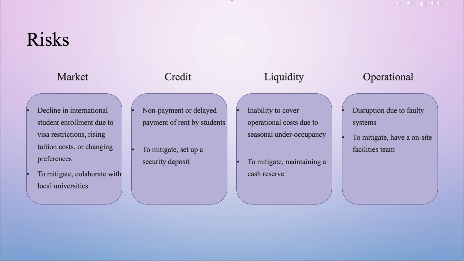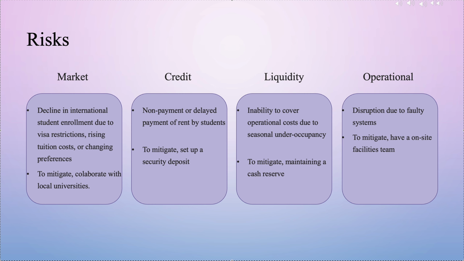Liquidity risk. This concerns our ability to cover operational costs. A major liquidity risk is an inability to cover operational costs due to seasonal under-occupancy, particularly during long breaks. Our mitigation involves maintaining a healthy cash reserve, exploring short-term rental opportunities, and offering a competitive summer discount, as we will see in our grade Rhino risk.